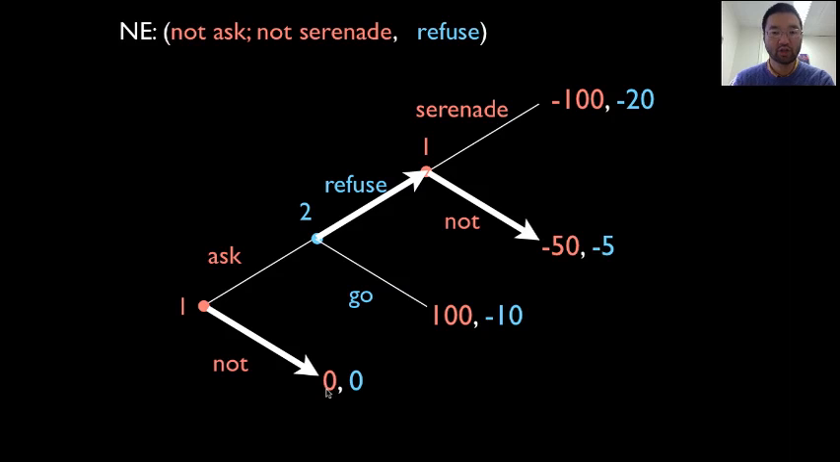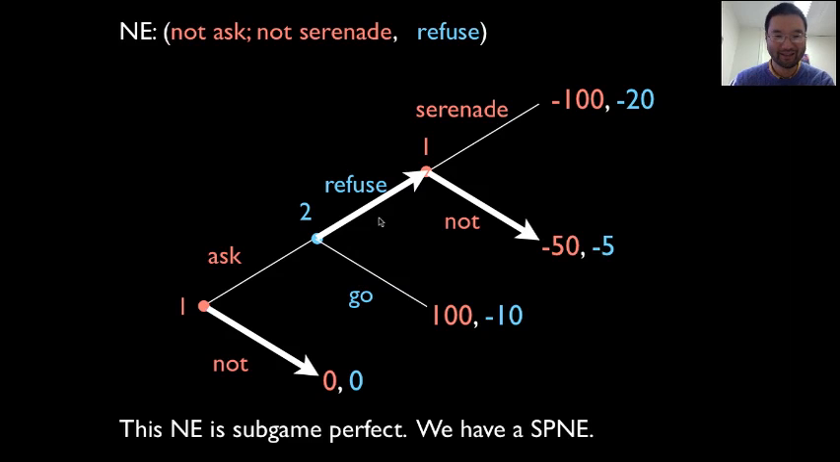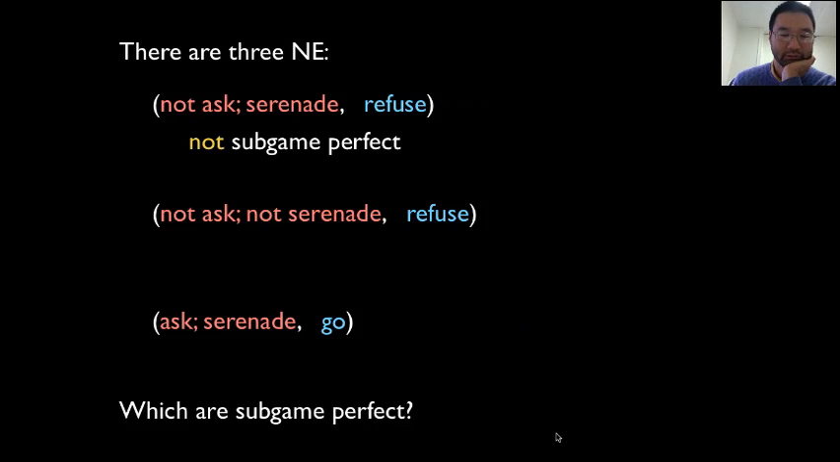So since we checked every single subgame, first this subgame here, and then this subgame, and then the whole thing, okay? In all of the subgames, people's actions correspond to a Nash equilibrium in that subgame. Okay, because that's true for all these subgames, this Nash equilibrium is subgame perfect, and we have a subgame perfect Nash equilibrium. Okay? All right. So the first one wasn't subgame perfect. The second one is. Let's just do the third one.